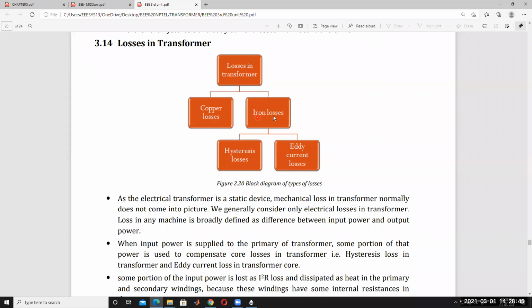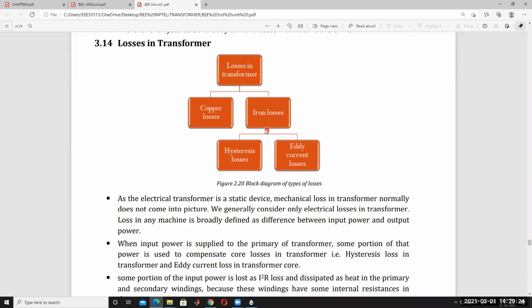Now the iron losses. They occur because of the transformer core. If the transformer core has high hysteresis, then we get hysteresis loss. If the core is not properly designed, meaning the insulation between the two transformer sheet strips is not proper, then you will get eddy current loss.